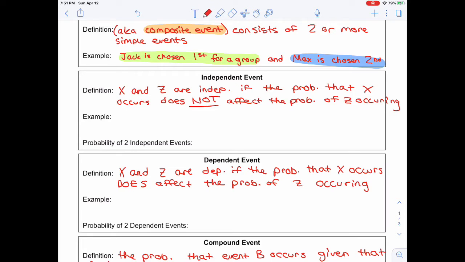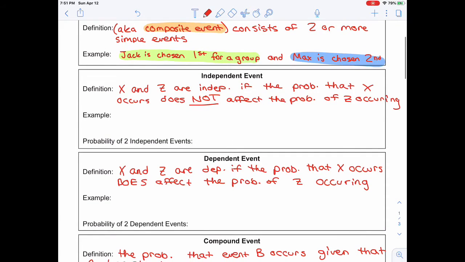All right, so for the independent event now, we have X and Z, those are two events, okay? X and Z are independent if the probability that X occurs does not affect the probability of Z occurring. So more times than not, you're going to have independent events. So an example could be something as simple as a cat meows and a dog barks. Those have nothing to do with each other. That's just what happens. Something else could be you get heads when flipping a coin, and you roll a 6. Rolling a dice and flipping a coin have nothing to do with each other.